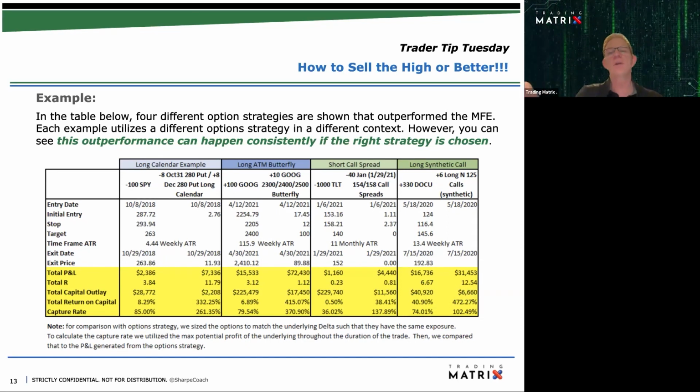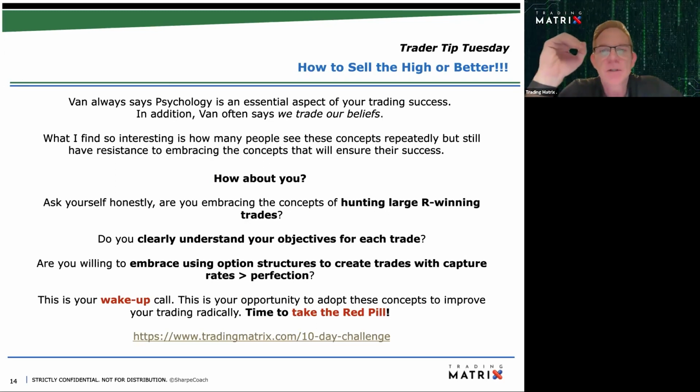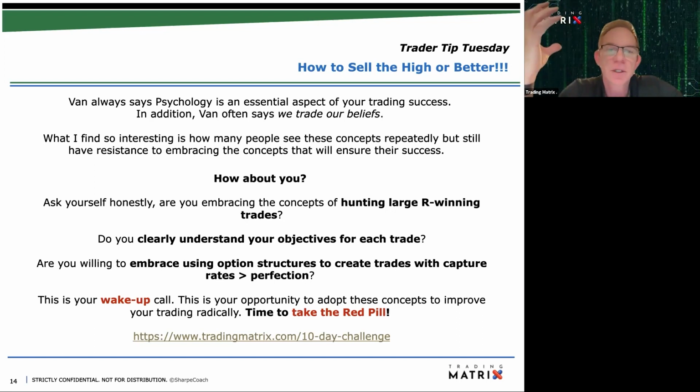The other thing is all these trades have a limited risk profile. The underlying trade has unlimited risk. Yes, you have a stop, yes, but you could have a gap. All of these have a maximum risk point. So our psychology is an essential aspect of our trading success. I love what Van used to say. He said, we just trade our beliefs.